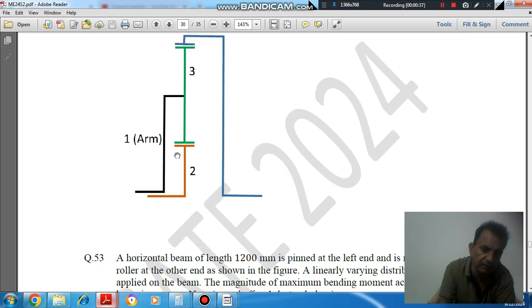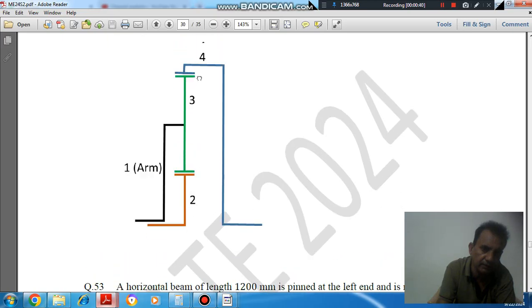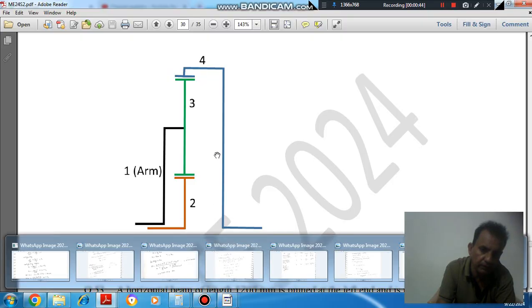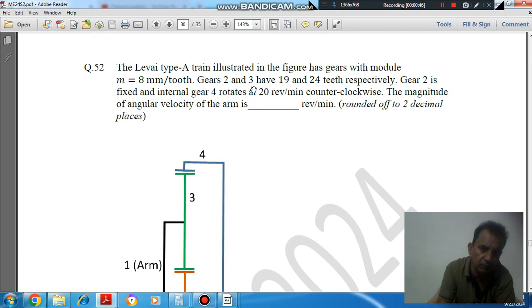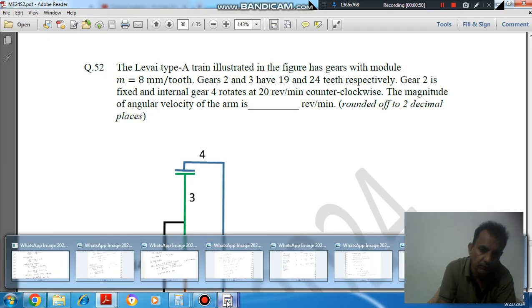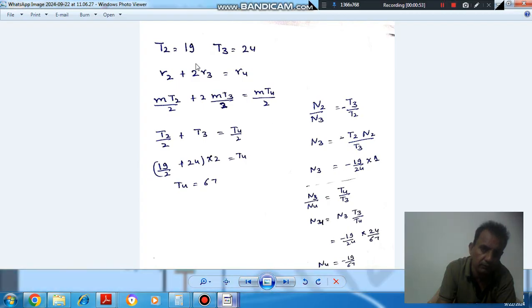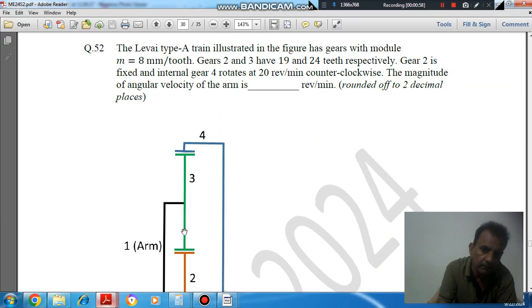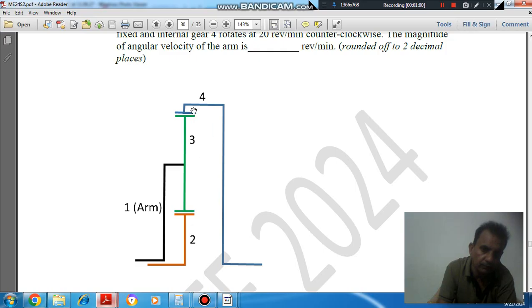So this is the gear figure, this is the arm, this is gear 2, this is gear 3 and this is gear 4. We have the number of teeth on gear 2 as 19 and on gear 3 it is 24. So T2 is 19 and T3 is 24. From the figure we can see that R4 is R2 plus 2R3, the radius of gear 2 plus the diameter of gear 3.